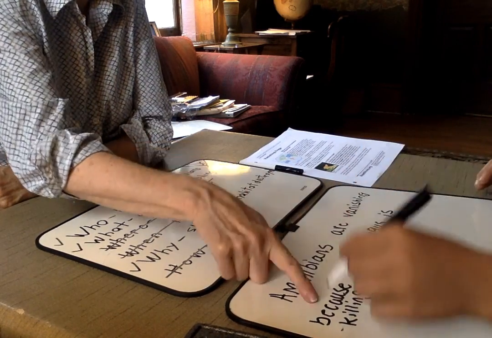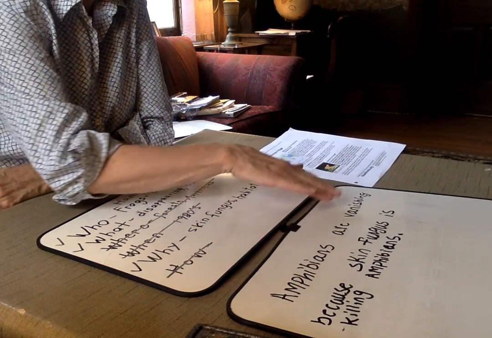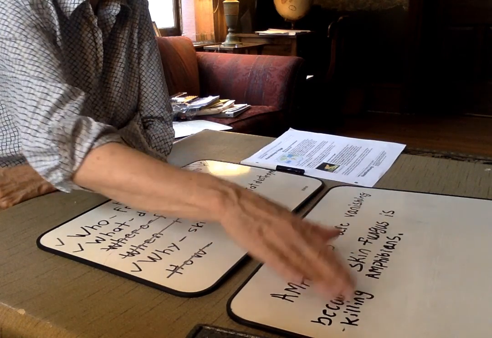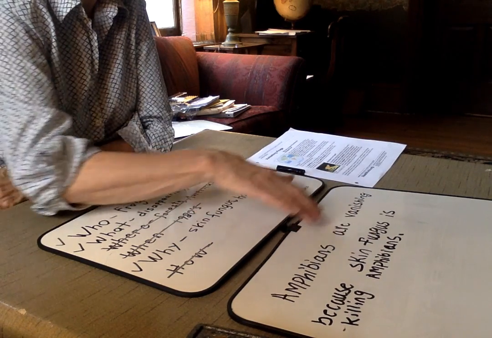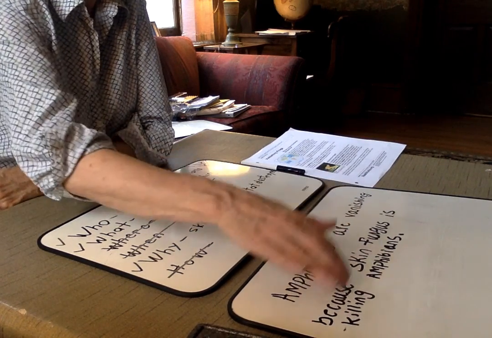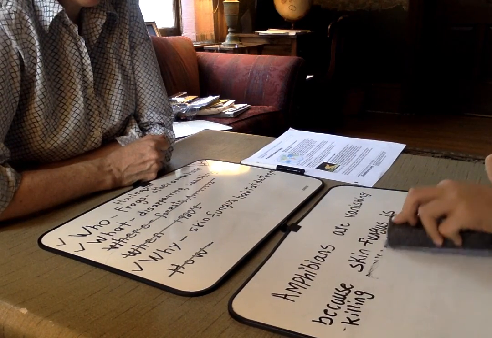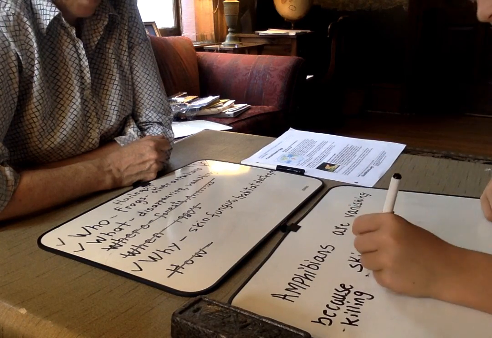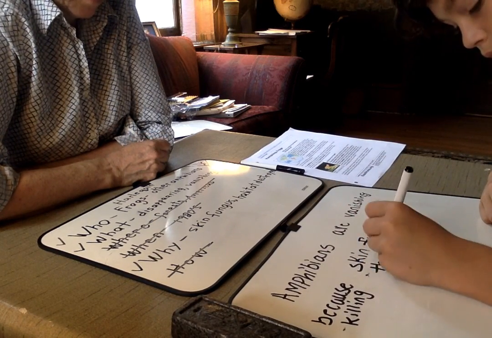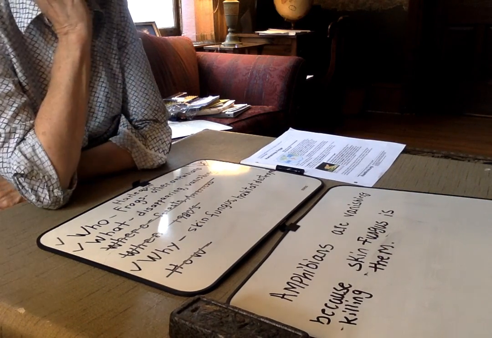1, 2, 3, 4, 5, 6, 7, 8, 9. Okay. Perfect. Amphibians are vanishing because skin fungus is killing amphibians. And you could say amphibians are vanishing because skin fungus is killing them, or something like that. I think that is better. Killing them. Perfect.